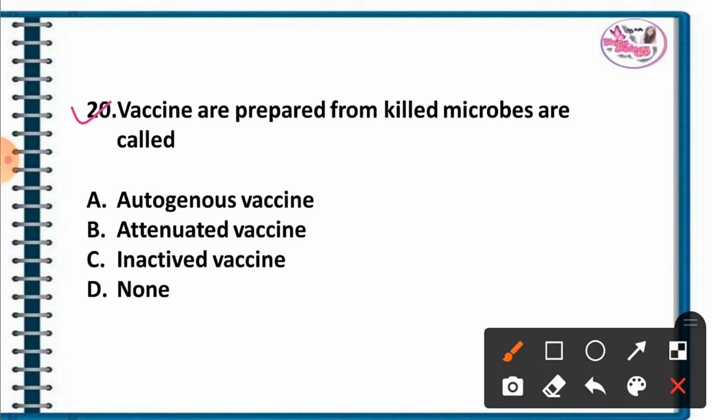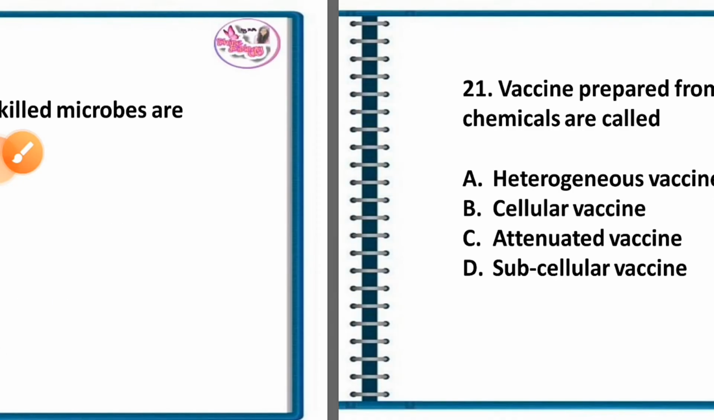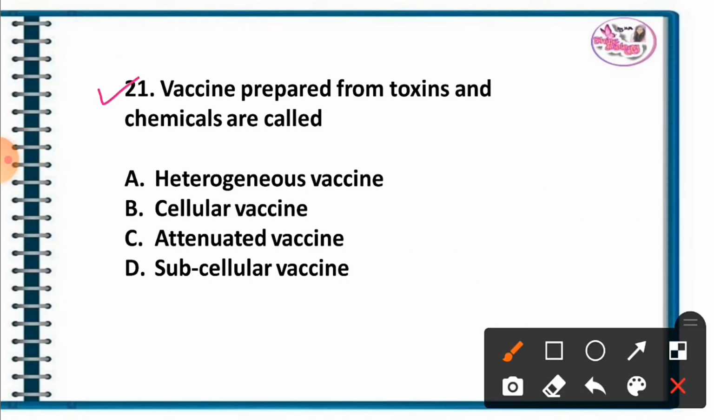Question 20. Vaccines prepared from killed microbes are called. The correct answer is option C. Inactivated vaccine. Vaccines prepared from killed microbes are called inactivated vaccines. Question 21. Vaccines prepared from toxins and chemicals are called. The correct answer is option D. Subcellular vaccine.